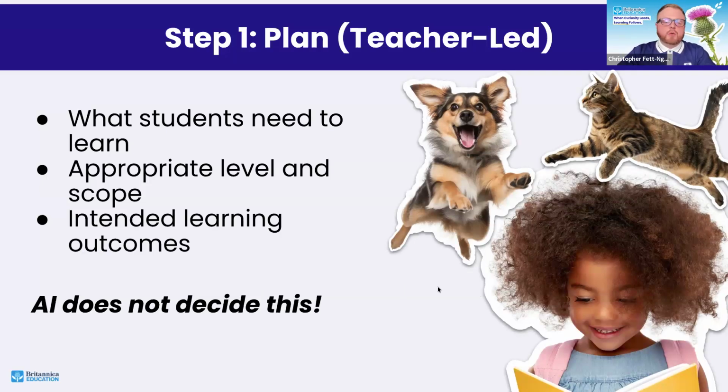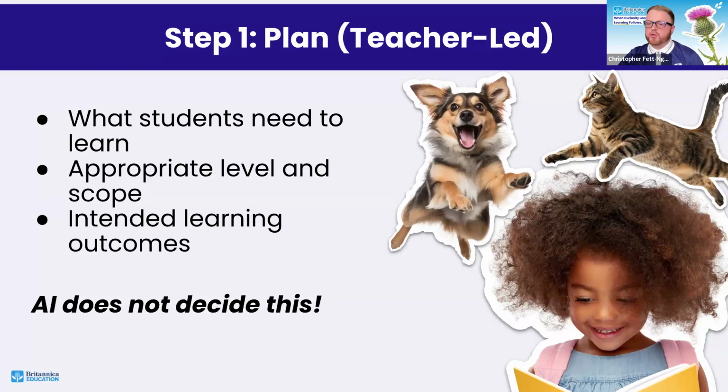So this comes down to three simple points. What students need to learn, the appropriate level and scope of what they should be learning, and the intended learning outcomes. Now, I think as most teachers, including myself, we have played with the big five AI tools. And each of these, there are problems. One specific point I've always found is that curriculums get updated, and AI doesn't always discriminate between versions. Sometimes it'll pull an out-of-date version.